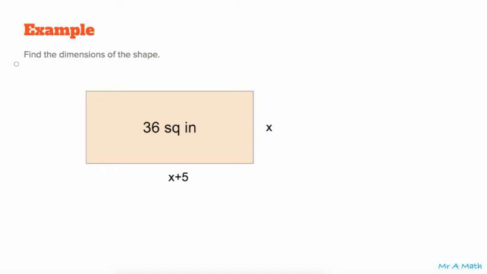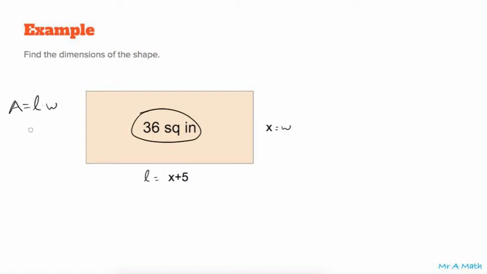Let's find the dimension of this shape. So I know that I'm dealing with a rectangle here, and I know that the area of the rectangle is 36 square inches. And I also know that the length of the rectangle is equal to x plus 5, and the width of the rectangle is equal to x. Well, how does that help me? Well, if you remember from geometry, the area of a rectangle is simply equal to the length times the width.